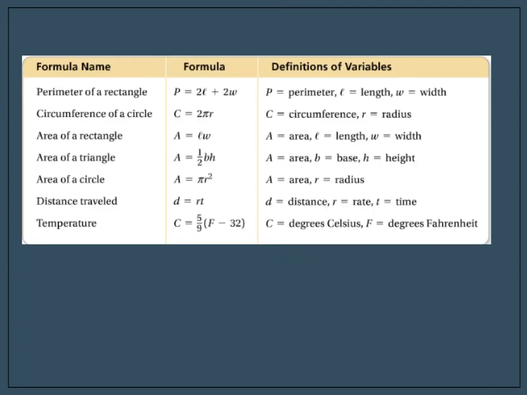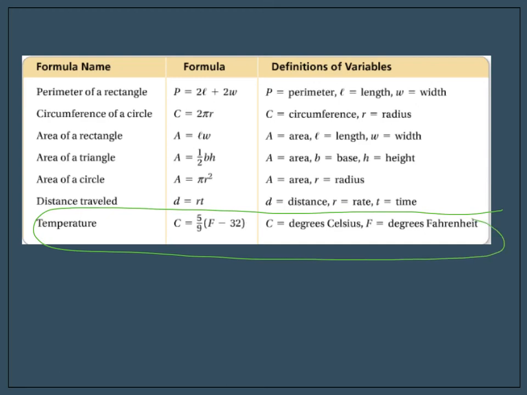Here is a list of formulas that some you might already know, some you need a refresher. If there are any formulas that you need a refresher on, you should pause and write down the formula. I would say especially this last one, temperature or distance. Those are two that we typically do not use on a regular basis.